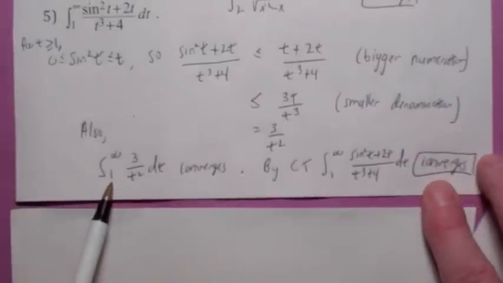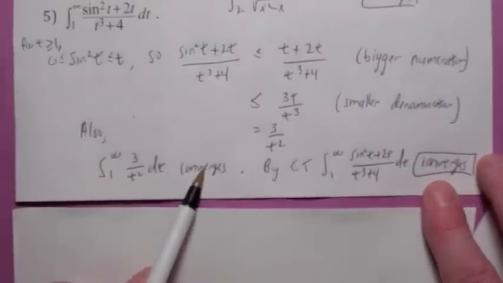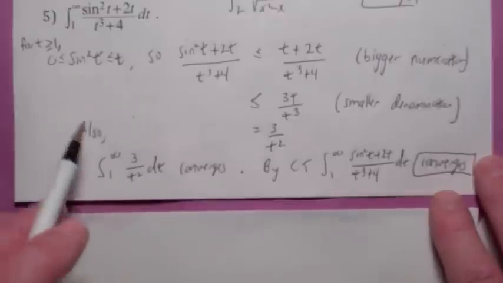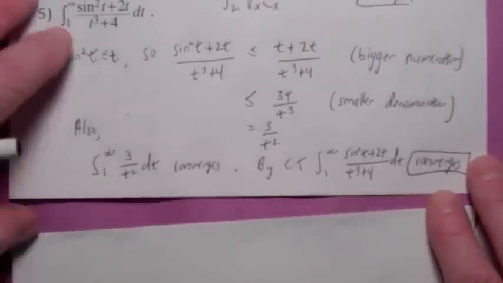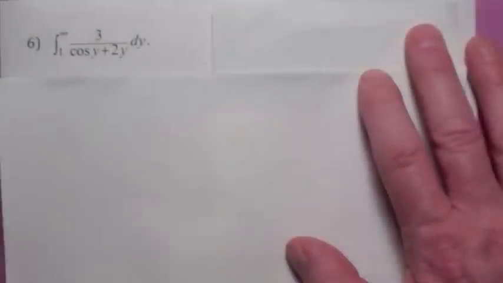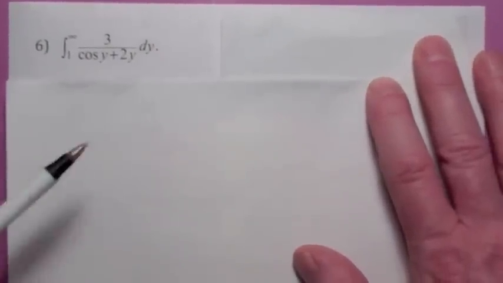Also, the integral from 1 to infinity of 3 over t squared converges. So by p equal 2, right? So by the comparison theorem, so does the integral. The trick is figuring out what to compare it to.